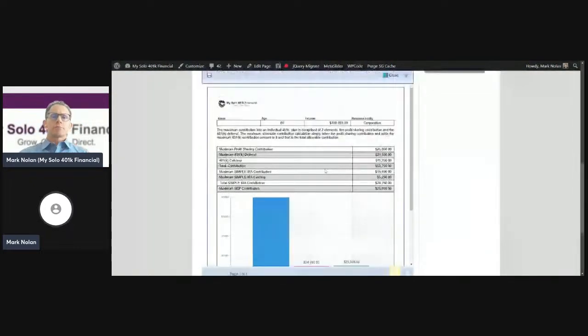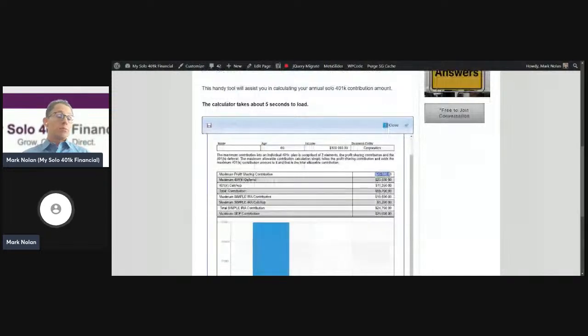Okay, here, the employer Roth solo 401k contribution stayed the same because it's percentage-based. It's 25% of $100,000, which is $25,000. The employee contribution stayed the same, $23,500. And again, we're talking about Roth employee contributions.